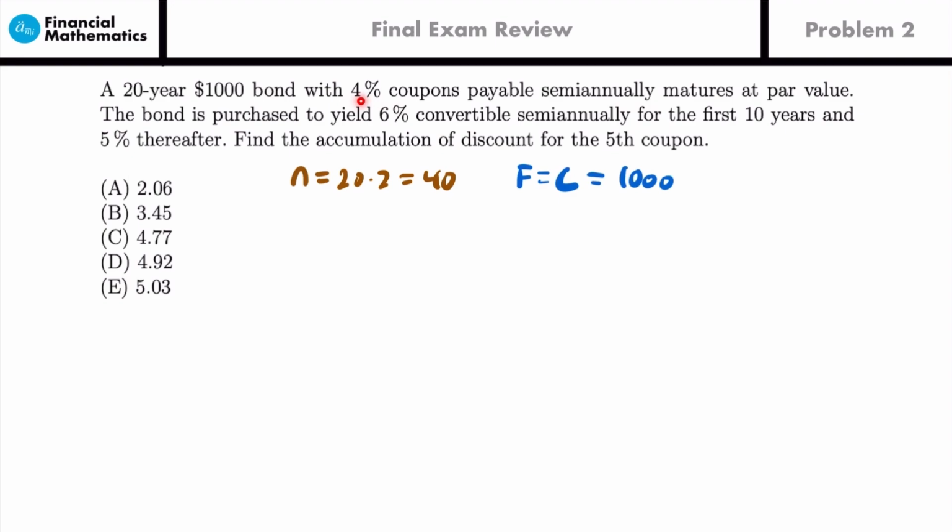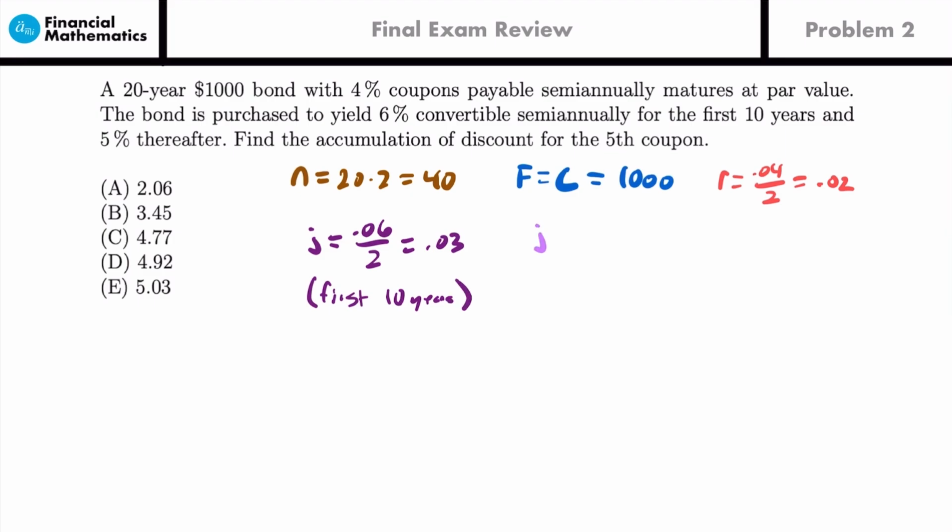And then we have 4% coupons payable semi-annually. Remember that those rates are given as nominal rates convertible semi-annually, unless you're told otherwise. So for the coupon rate, we will have 0.04 divided by 2, which is equal to 0.02. We have a 2% coupon rate. And then we have two different yield rates. So the first one is a 6% yield rate convertible semi-annually. We can assume that that is also a nominal rate. So to get the actual semi-annual effective yield rate, we need to take 0.06 and divide it by 2. That gives us 0.03. That is for the first 10 years.